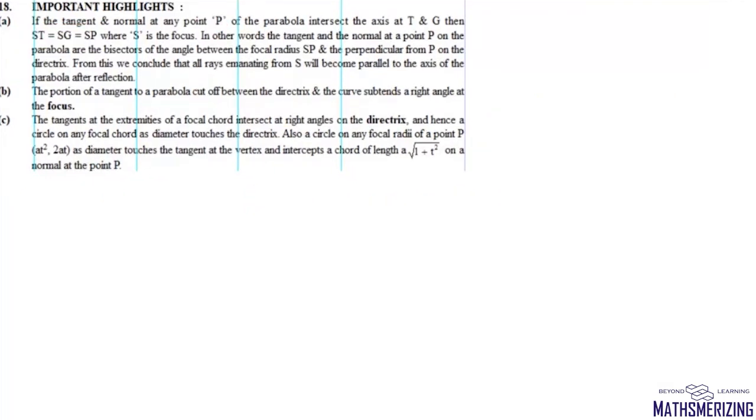Now we'll come to the third result, which is the tangents at extremities of a focal chord intersect at right angle on the directrix. This part we have already proved in one of the previous videos, so we'll skip it. Now next it says, hence a circle on any focal chord as diameter touches the directrix. So what we'll do is, we'll draw this parabola.